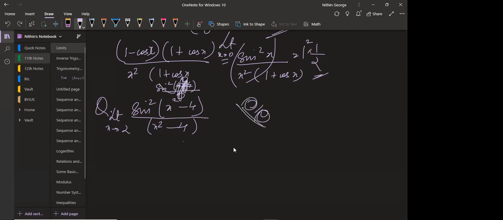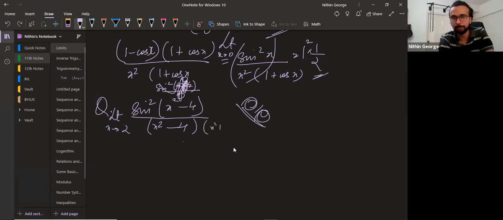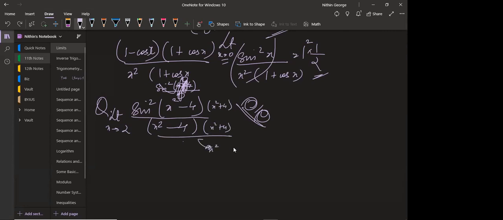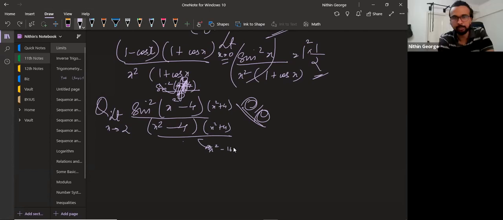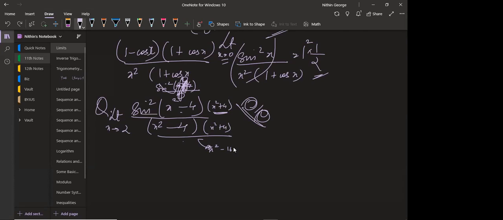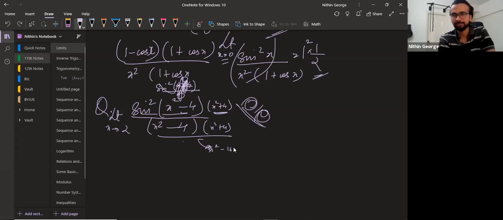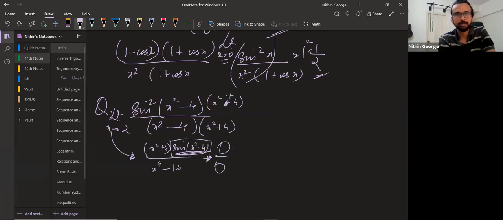When I multiply by x square plus 4 on numerator and denominator, the denominator becomes x square minus 16. And there's nothing to cancel out in the numerator other than this x square plus 4, which I just multiplied into it. This sine square x square minus 4, nothing is cancelled out. Okay, sir. You following? Yes, sir. So that is what happens here.